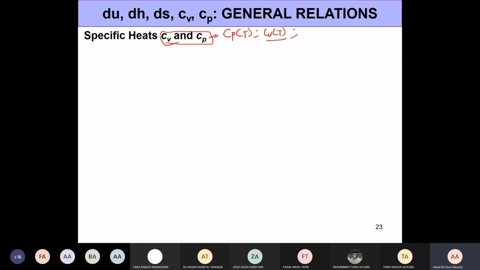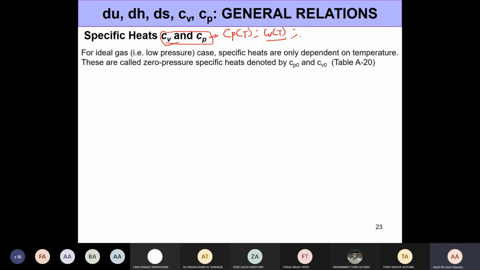If you look at chapter 9, we were considering the gas to be behaving like an ideal gas, and for an ideal gas, the specific heats are only dependent on temperature. So the value that you took for Cp, 1.005 from table A20, these are all values where we were talking about cases that either represent an ideal gas or a low pressure case. These specific heats listed in table A20, which we used frequently in chapter 9, are called zero pressure specific heats and are denoted by Cp0 and Cv0, simply because these are valid at low pressures. At low pressures, Cp depends only on temperature.